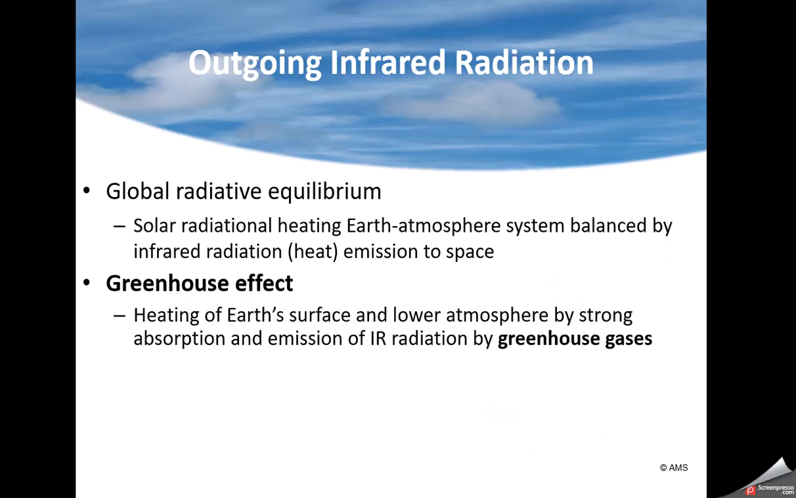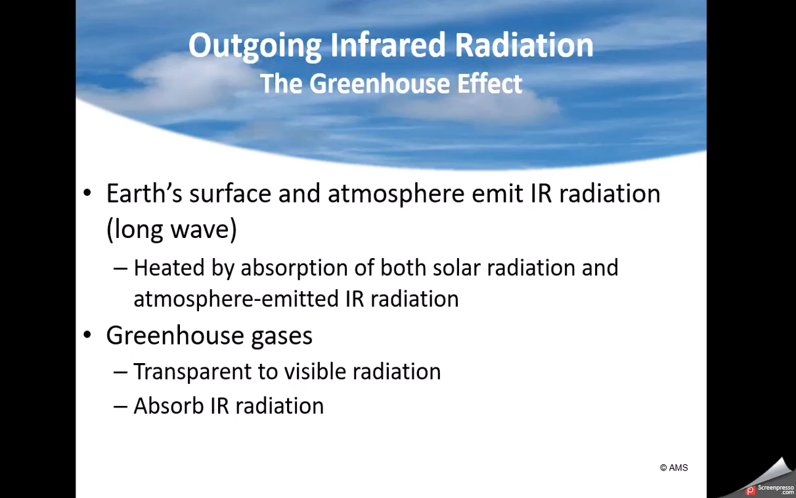Greenhouse gases absorb infrared radiation. Notice I said infrared. That is not the sun's radiation. That's the Earth. The Earth emits infrared radiation. Why is the Earth infrared radiation? Because it's much colder than the sun. So that's the wavelength. Greenhouse gases absorb that.